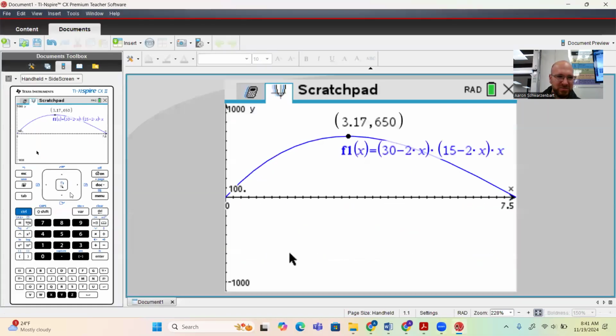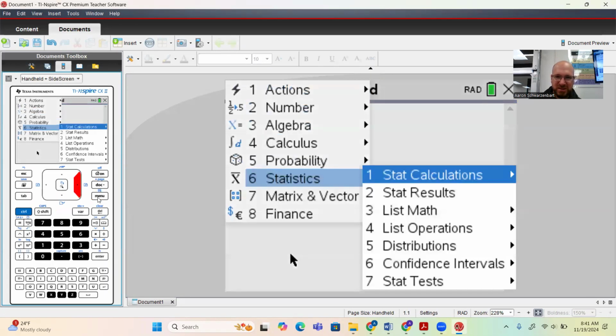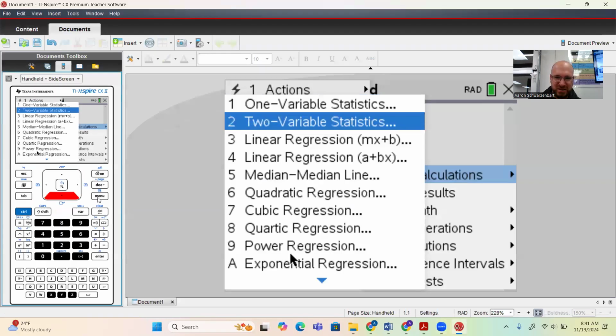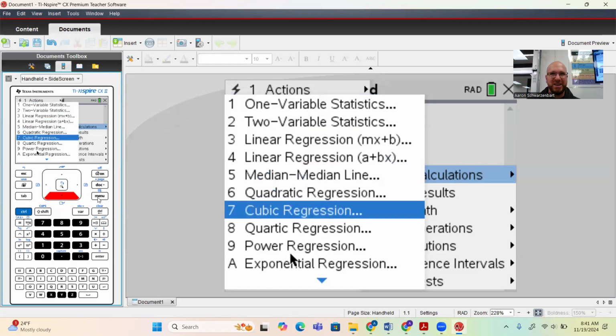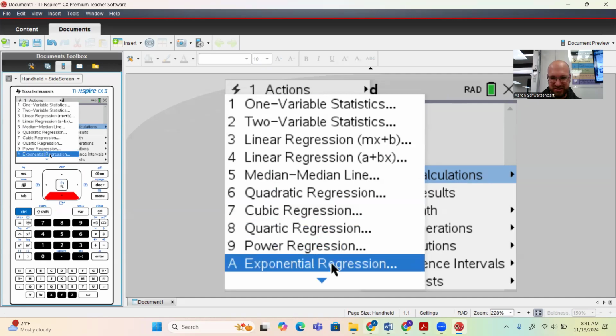So if I'm in here, menu, statistics, stat calculations, cubic regression. You're like, oh, okay. Same thing you've been doing, but with a new function.